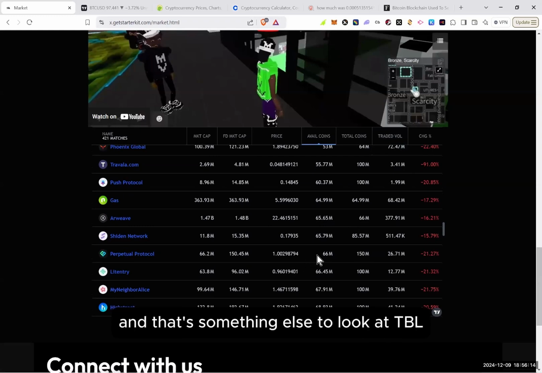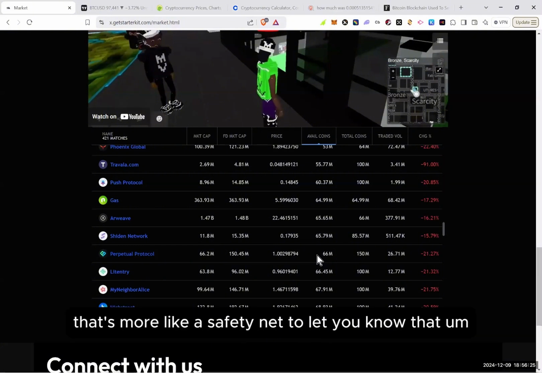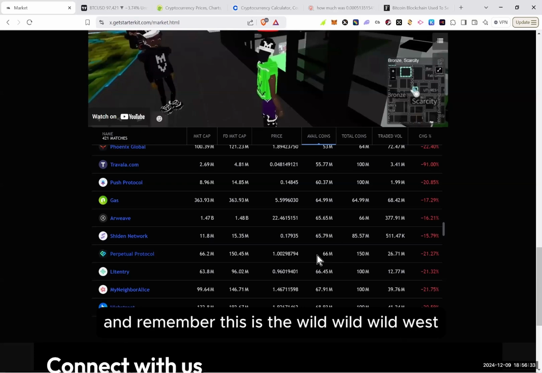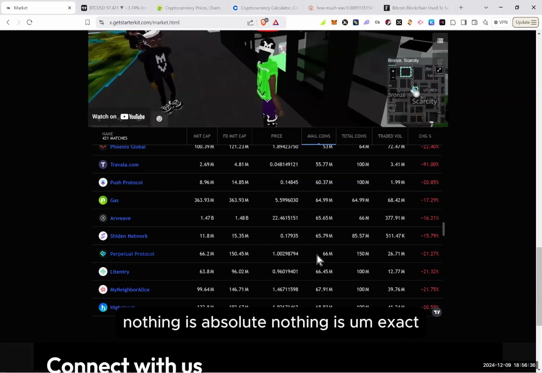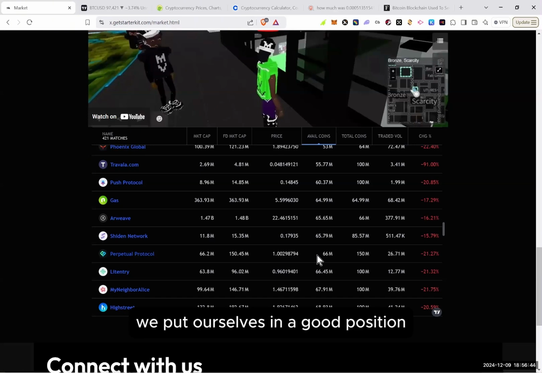And that's something else to look at, TVL. However much is locked in there is more like a safety net to let you know that it's less likely to be rug pulled and you're in a safer situation. And remember, this is the wild west. Nothing is absolute, nothing is exact. But by taking these measures and paying attention, we put ourselves in a good position.